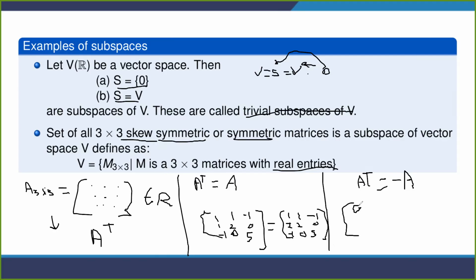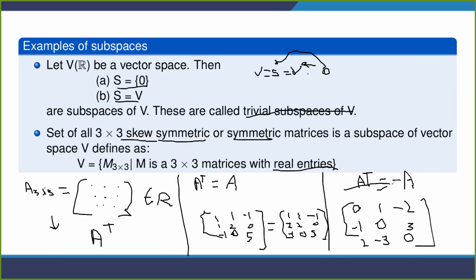If you have 0, -1, no, sorry. Let's say 0, 1, and then -2. Then you have -1, 0, and 3. Then there's also 0 here. And then two numbers, let's say 2 and -3. Now find the A transpose of this and compare it with A and negative A. You will get your answer. That is what skew symmetric is.